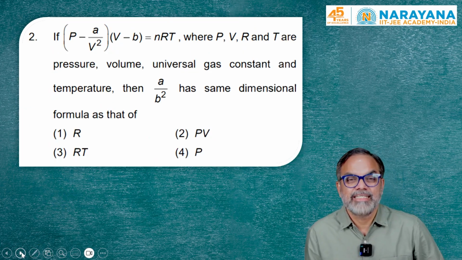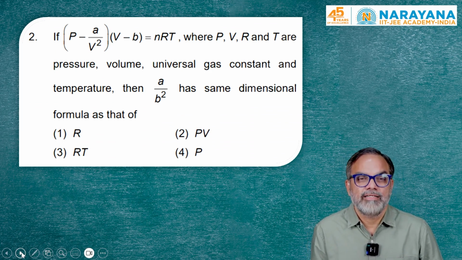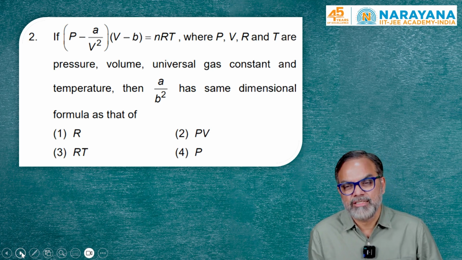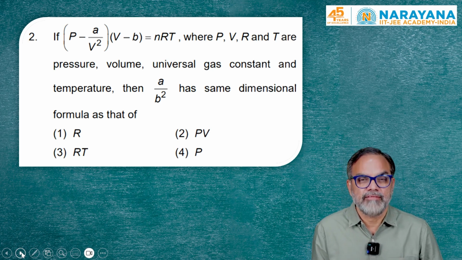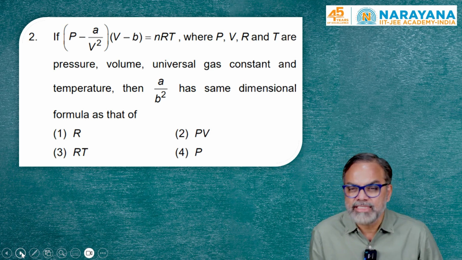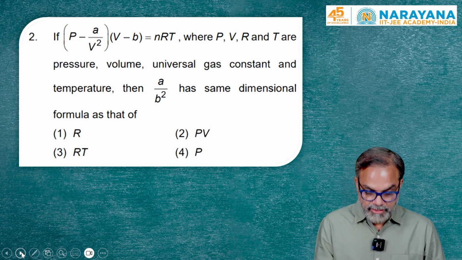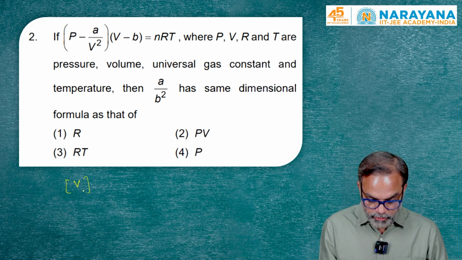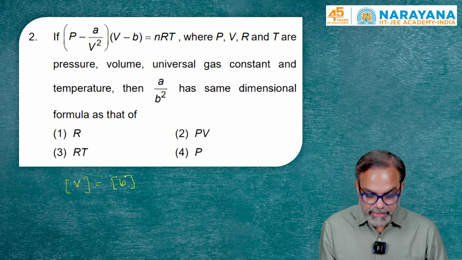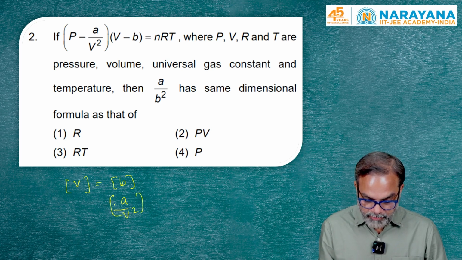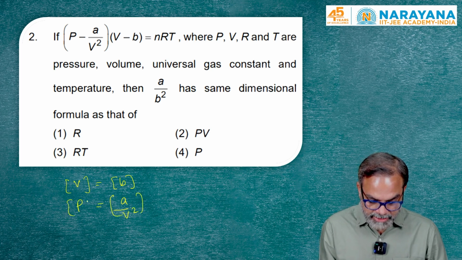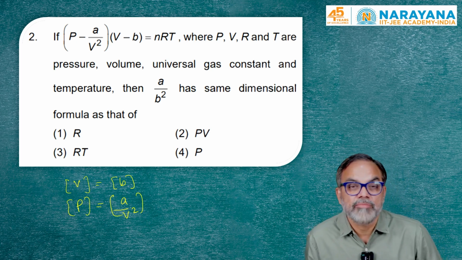And you can see this is a question based on units and dimension. This is one of the most repeated questions over the last many decades in different competitive exams. Here we just need to apply the principle of homogeneity, which says only similar nature quantities can be added and subtracted. It is very clear that the dimension of volume will be the same as the dimension of B, and A by V square will have the same dimension as that of pressure. It is very clear from the given equation.